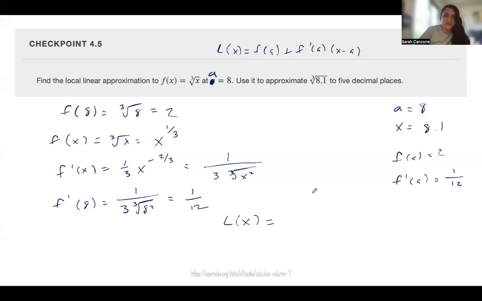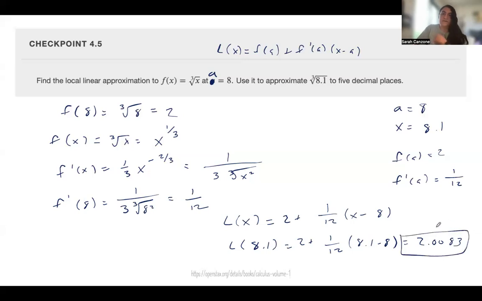Now that we have all of the information, we can go ahead and write our linear approximation formula, which is f of a, which is 2, plus f prime of a, which is 1/12, times x minus a, which is just 8. And now we can approximate the value that we're looking to approximate. So the linear approximation at 8.1 is 2 plus 1/12 of 8.1 minus 8. And if you were to do this calculation, I'm just going to give you the answer again. It's 2.0083.